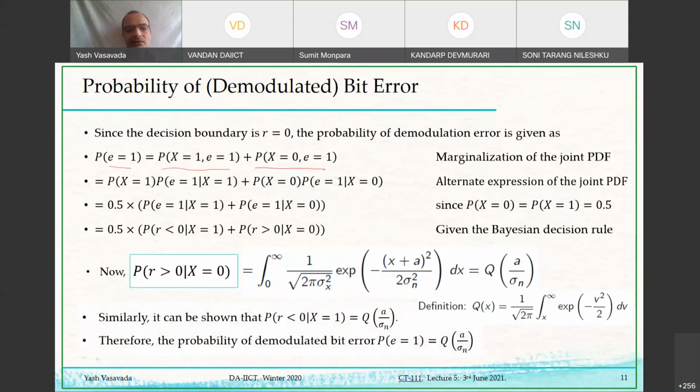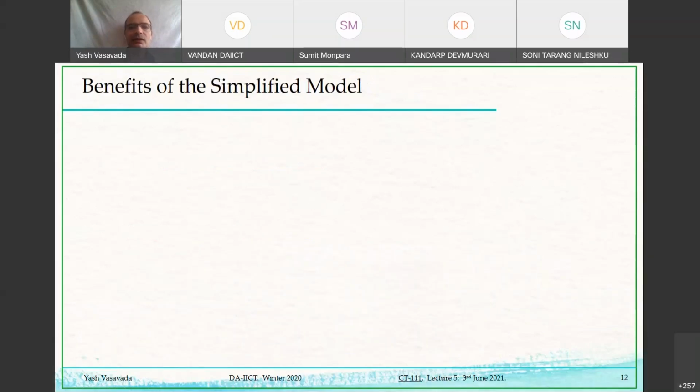Now it turns out that we currently evaluated this part here. You can do the math yourself and you will see that the second conditional PDF also is same, Q of A divided by sigma n. And so when you add both of them together, you get 2 times Q of A divided by sigma n. And then after you multiply by half, the final answer becomes just Q of A divided by sigma n. So this is the probability of demodulated error.